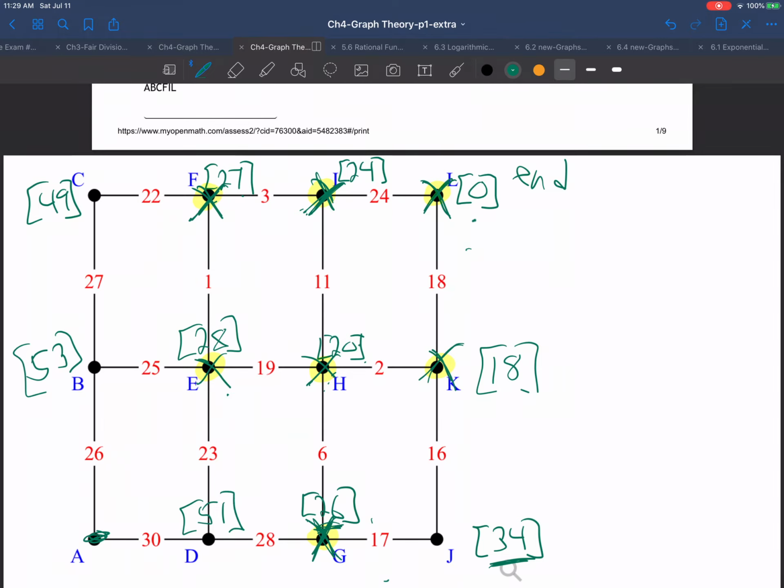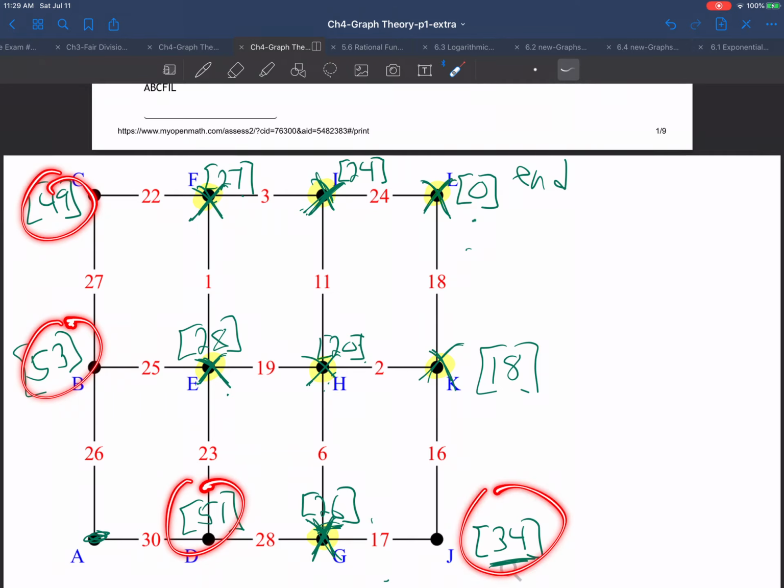And then we're done with E. We looked at every road coming into E. We're getting close. Hang in there, almost over. So which one of these is the lowest available point? Now we're way over here at J.